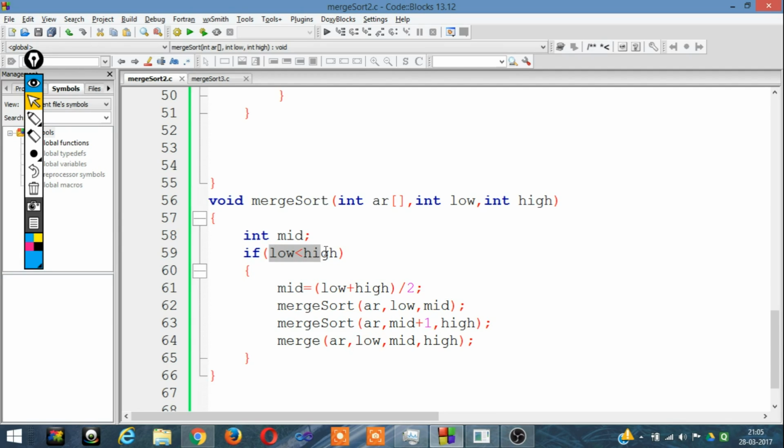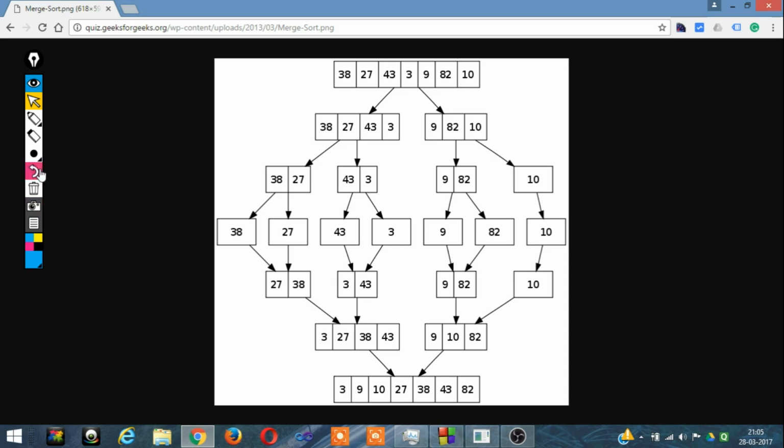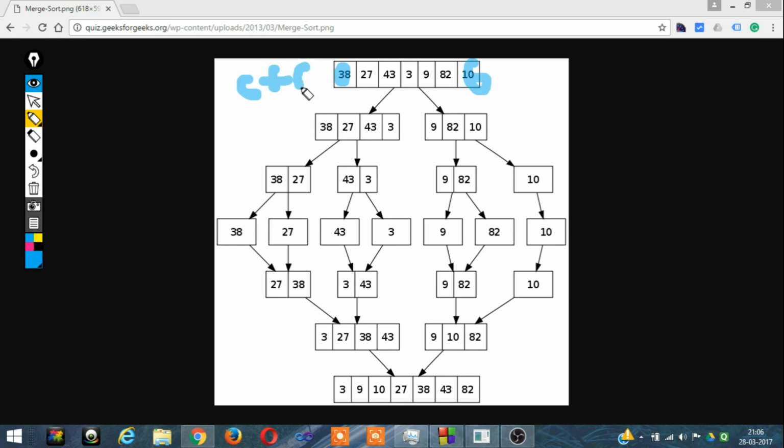So if low is less than high, there are more than one element. So to calculate the mid, mid is low plus high divided by 2. How? Low is 0, high is 6: 0, 1, 2, 3, 4, 5, 6. Low is 0, high is 6, and 6 plus 0 divided by 2 is 3.